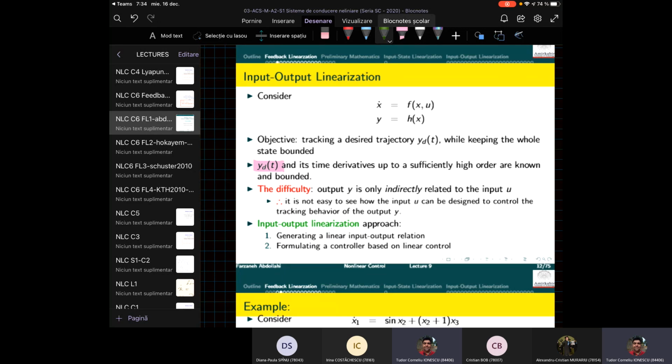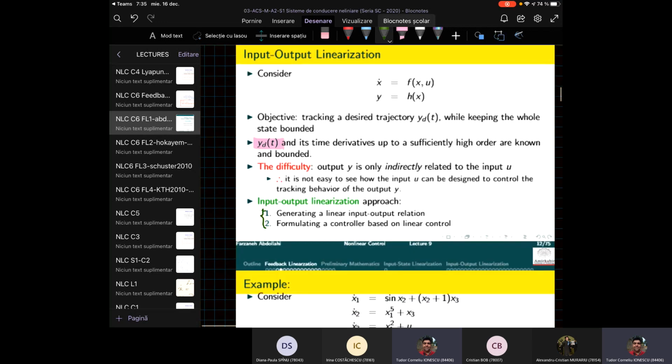If these are bound, then you can do the control canonical form essentially. The difficulty is that the output y is only indirectly related to the input u. That means through the dynamical equations. So the approach is generating a linear system input-output relation, and formulating a controller based on linear control. These are the two goals to be achieved by this whole procedure.